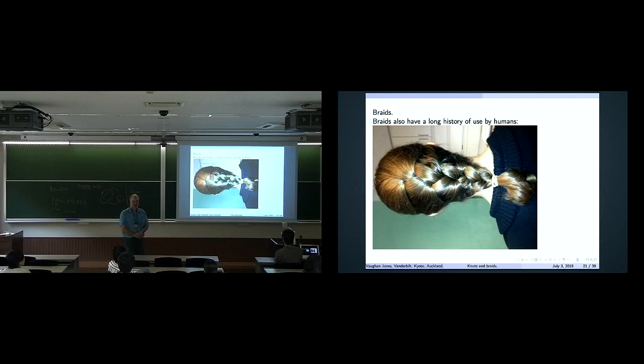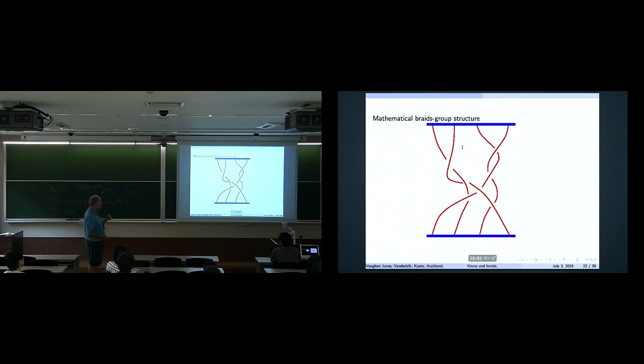Women often, and some men actually, tie braids in their hair. I'm sure you can think of lots of other examples, such as looms and so on. And the mathematical braid will be a mathematical model of this kind of braid, just as the mathematical knot was a model of those knots that I talked about at the beginning. So here's the mathematical definition of a braid, and the point about it is that braids, unlike knots, are going to have the structure of a group, which is a very important mathematical structure.